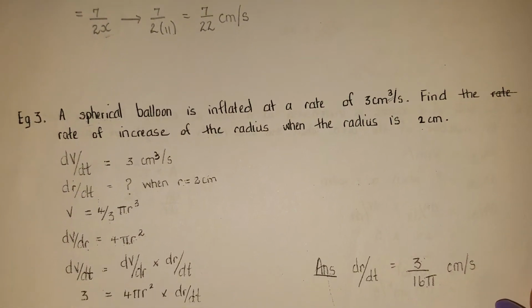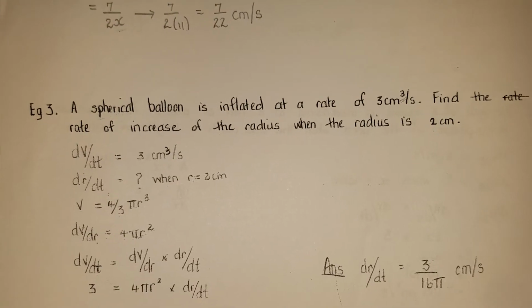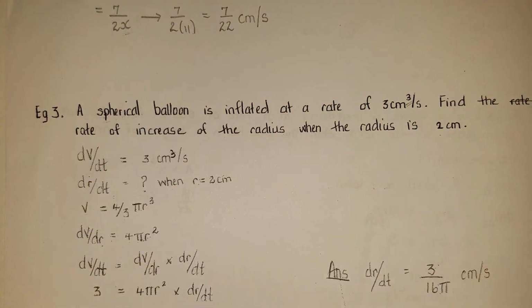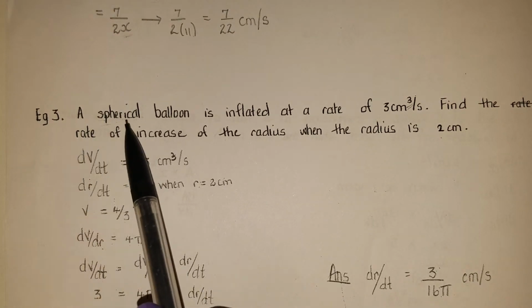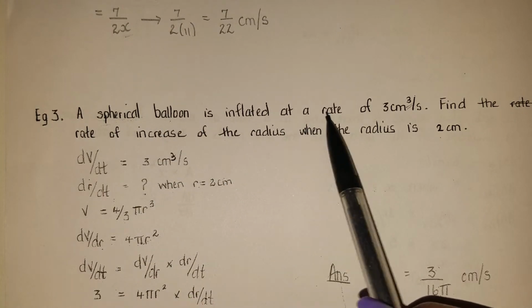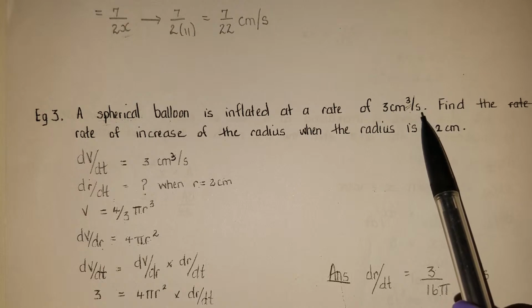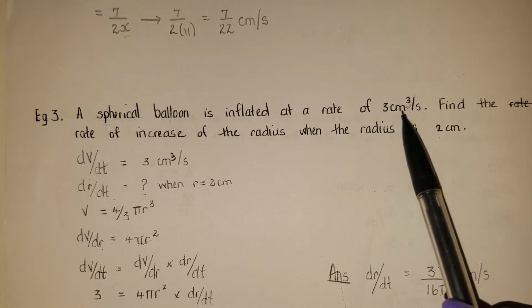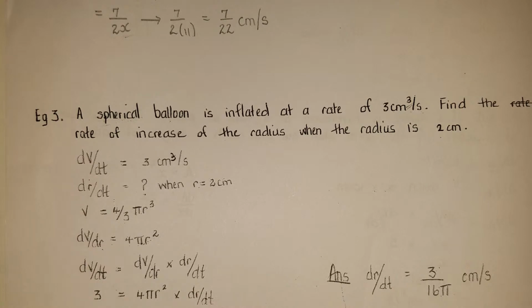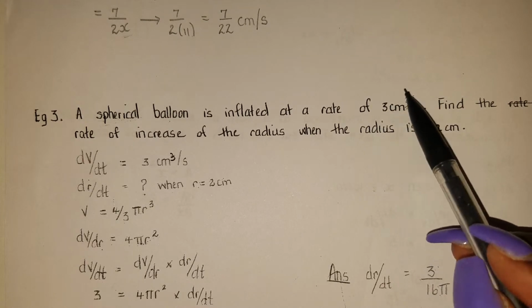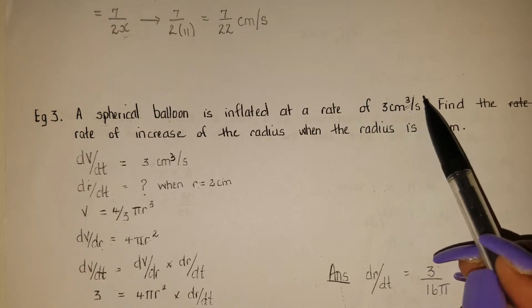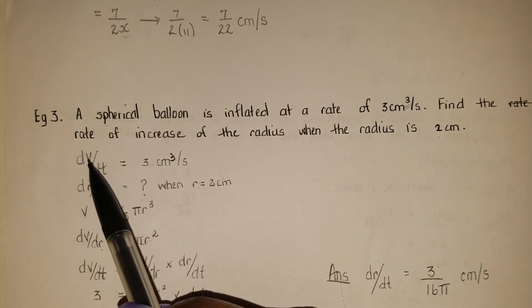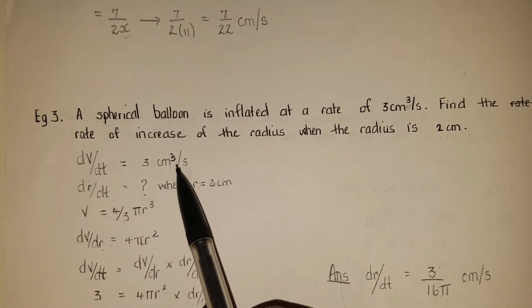In this third example, we're not dealing with a square anymore. What we're dealing with is a sphere, or a three-dimensional circle. So let's go to the question. It says a spherical balloon is inflated at a rate of 3 centimeters cubed per second. Now the units will guide us as to what the rates will be. We have centimeter cube, which is the unit for volume, and second, which is the unit for time. So this 3 is the rate at which the volume increases, that is, dV/dt is equal to 3 centimeter cube per second.